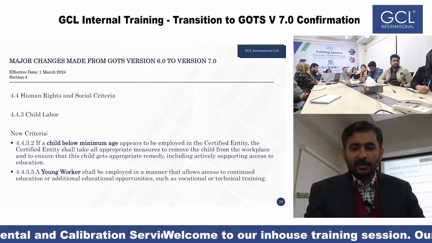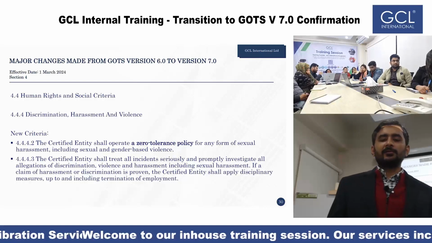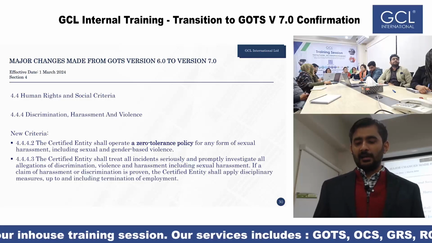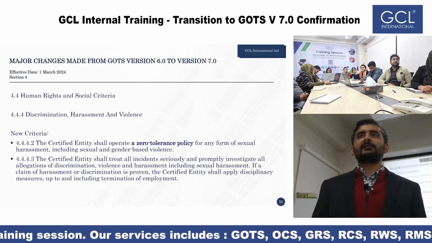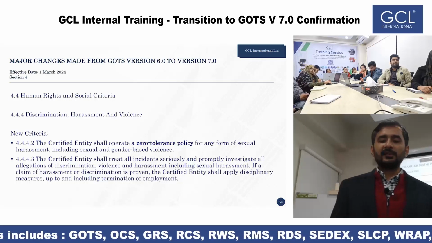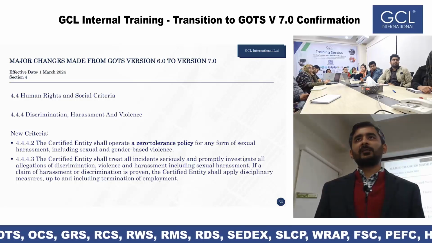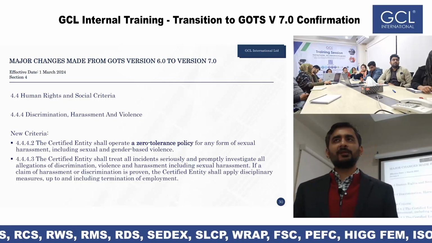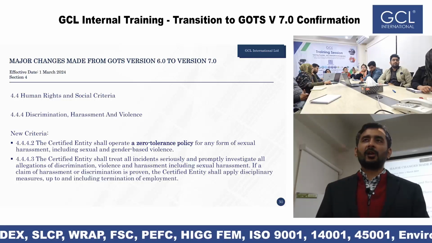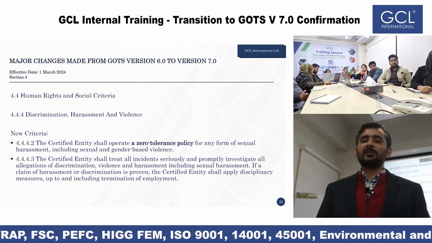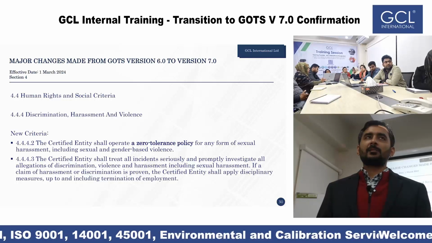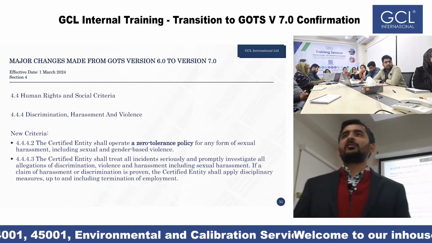Okay. So under social criteria in discrimination and harassment, some criteria are added to make it more stringent. The first thing is that any kind of discrimination, harassment or violence is prohibited in GOTS, and that requirement is still there. Now GOTS is saying that if there is any situation of discrimination, harassment and violence, the company shall adopt a zero tolerance policy in their facility.